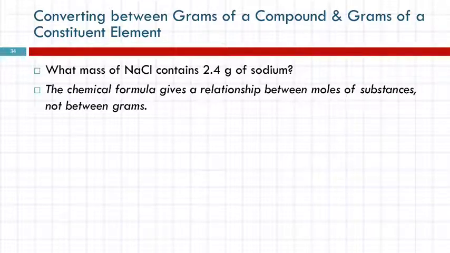So this is going back to our initial question about sodium and sodium chloride. What mass of sodium chloride contains 2.4 grams of sodium? This formula gives the relationship between moles of sodium and moles of chlorine and moles of sodium chloride. It does not give us any relationships about grams. So moles are going to be in the middle of most of our calculations. There's a TV show called Malcolm in the Middle. So the chemistry version would be moles in the middle. If you're not sure what to do, try putting moles in the middle, and it'll probably help.